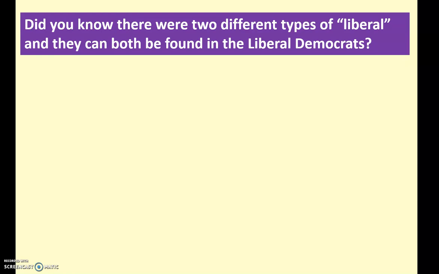Hello, everyone. Okay, this is part two of the lesson on the Liberal Democrats. And what we're going to have a look at in this session are the two types of Liberals.